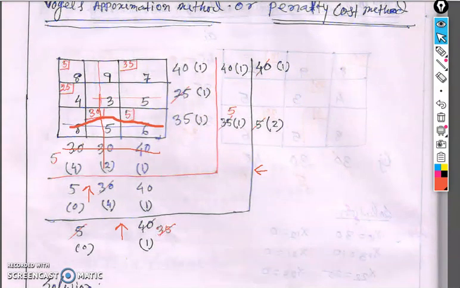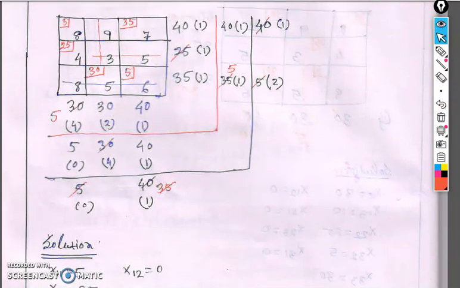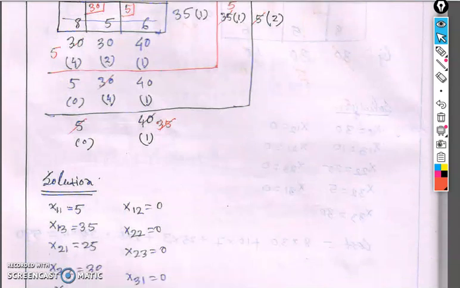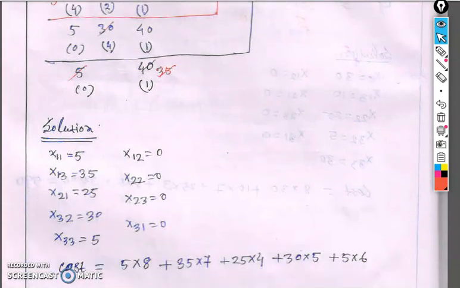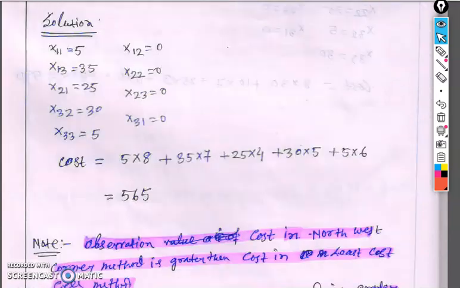Okay, so that is the Vogel approximation method. And how can I find the solution? When I find the solution exactly in the other procedure, x11 is 5, x13 is 35, x21 is 25, x32 is 30 and x33 is 5, and the remaining becomes 0, and exactly the same procedure we can find the cost is this.